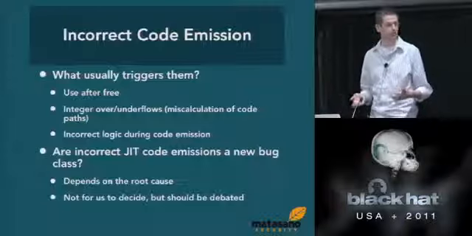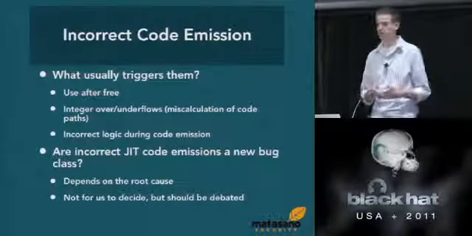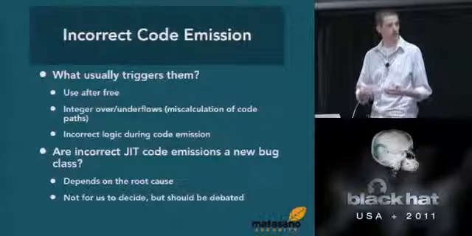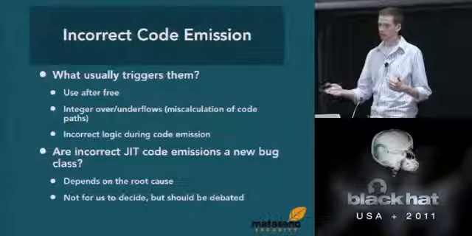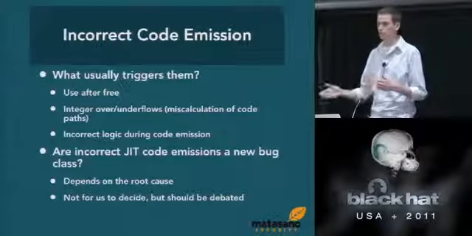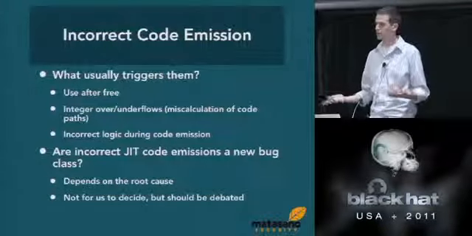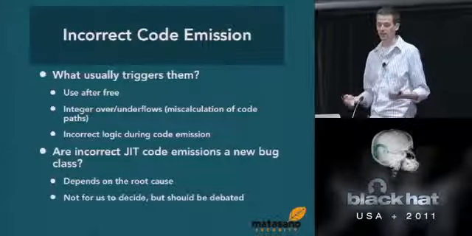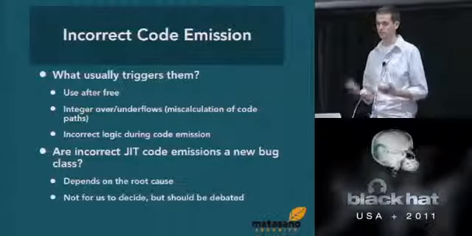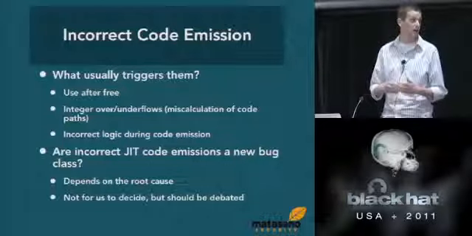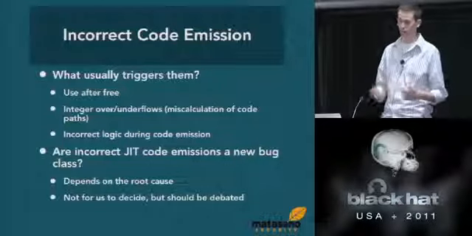Well, it really depends on the root cause, right? In the case of Mozilla, it was use after free, so we know the cause of that. But if I can find some way of fooling the logic that your JIT engine uses into producing code that doesn't do what the JIT engine intended it to do, well, we feel that no one has really debated that yet. And there really needs to be a discussion about it in the security research community to understand more about these bugs and understand how they can be triggered and how they can be exploited.